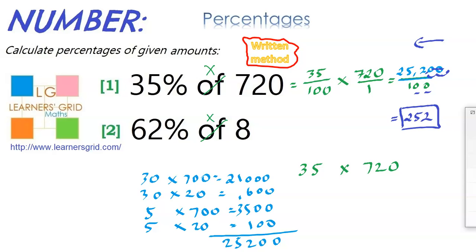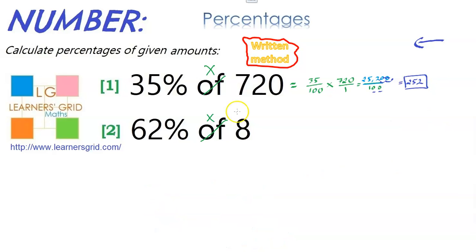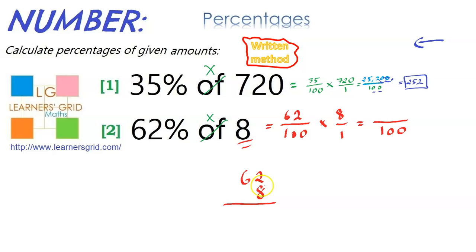Okay, let's have a look at number 2. And for number 2, what we have is 62%. So that's 62 over 100. Of means times 8 over 1, because we have to convert the whole number into a fraction. And that's how we do it. We put it over 1. Okay, and now we have to do this. So it's denominator times denominator equals 100. And then 62 times 8. That should be pretty easy. Do it like this. So I'm going to go 8 times 2 is 16, 8 times 6 is 48, plus 1 is 49, so it's 496.